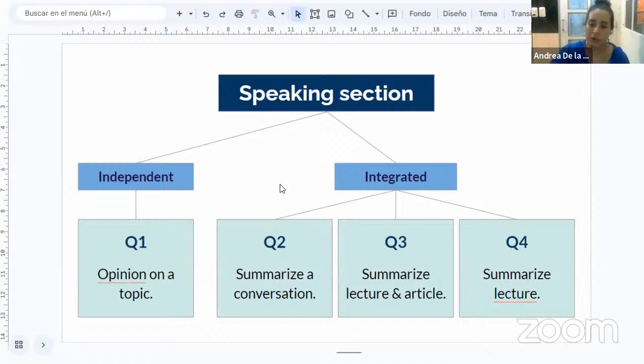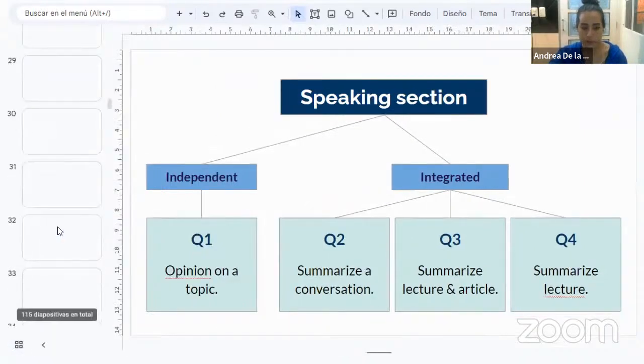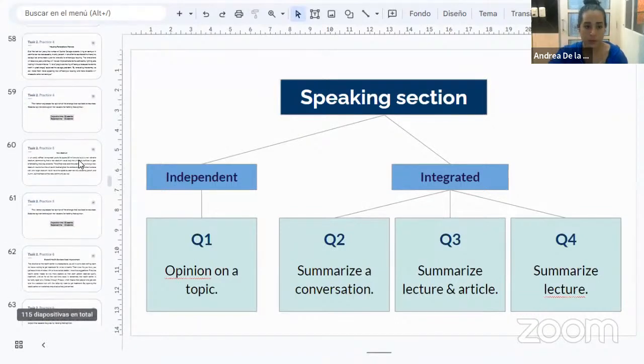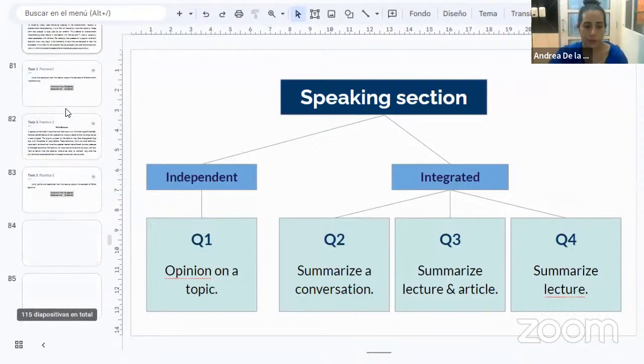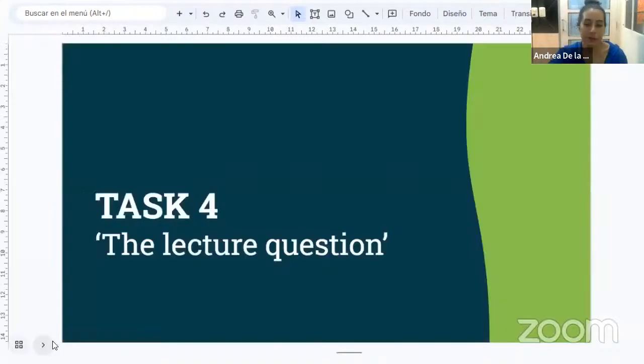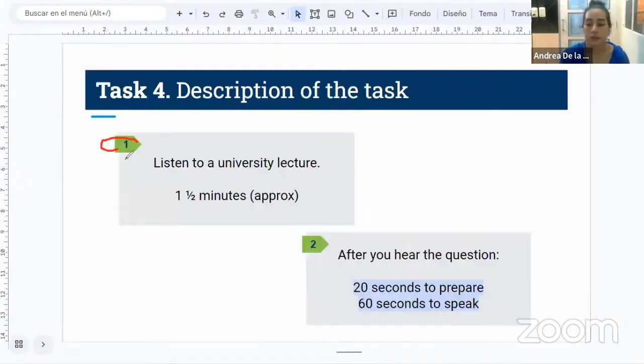Today, we're going to be working on task number 4 of the speaking section, or question number 4. Okay, do you guys have any questions before we start? Okay, so question number 4. In this question, first of all, we're going to call it the lecture question, okay? Because that's basically what you will have to do. You have to listen to a lecture. For this task, this is the format. Basically, this is what you have to do. First, you will have to listen to a university lecture.